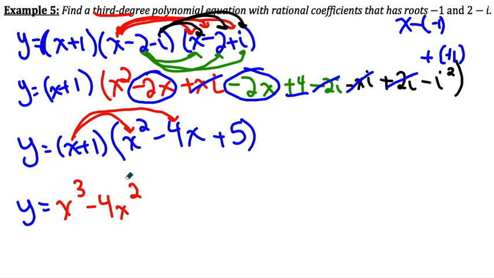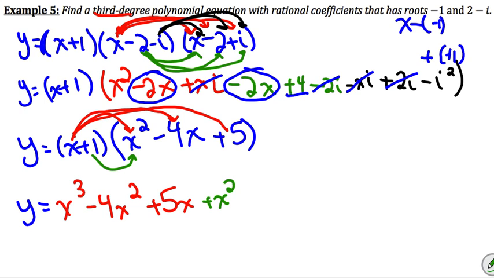x times negative 4x is negative 4x squared. x times 5 is plus 5x. Okay, and multiply the 1 through. So 1 times x squared is plus x squared. 1 times negative 4x is negative 4x. And 1 times 5 is plus 5.